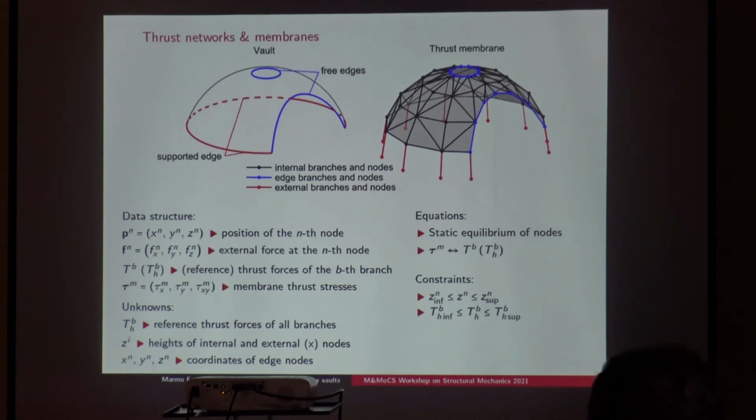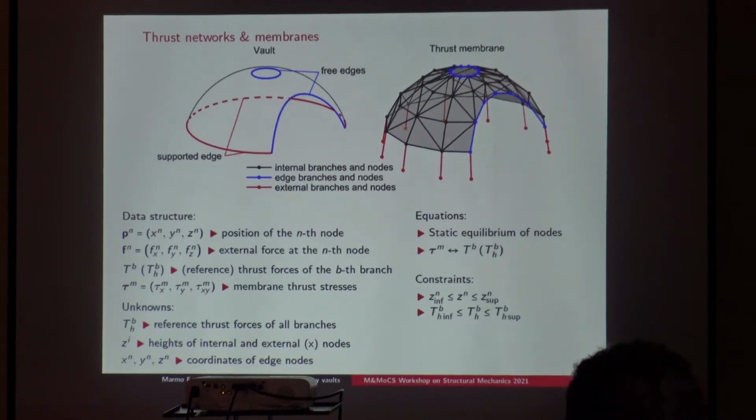First of all, we have nodes and branches, as I told you. Nodes are characterized by a position and applied forces. Branches are characterized by a truss value, which is the axial force transmitted between the nodes. And since we are adding membrane elements, we are also adding a membrane truss tensor, which is the membrane force tensor typical of membrane elements.